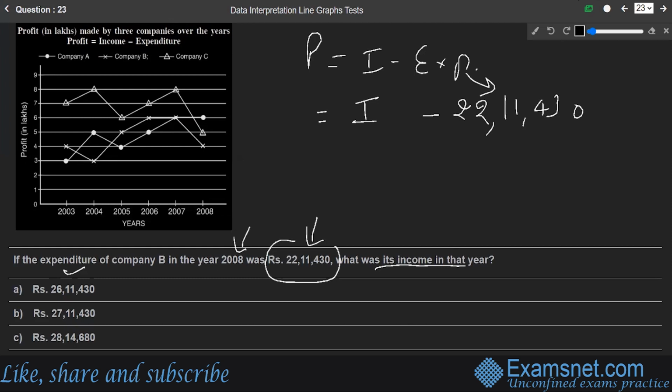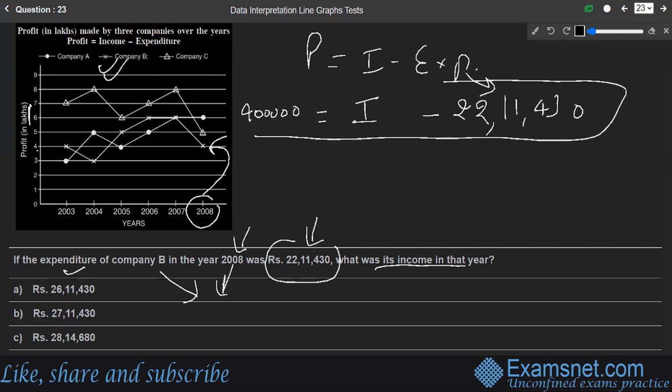Okay, for the year 2008, we have to see for company B. The 2008 line is this. For company B, we have to see the cross value. So in 2008, the cross value is this, which is exactly 4, and the unit is lakhs. So it becomes 4 lakhs. So 4 lakh is the profit. So this is how the formula is completed.